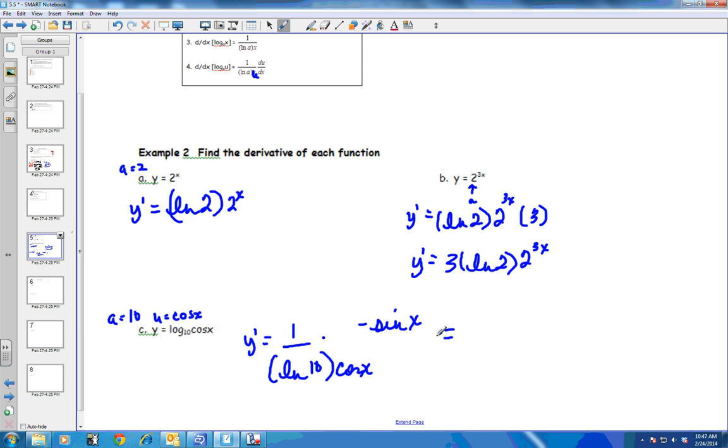Now you could leave your answer just like that, or you could write it as negative sine x over natural log of 10 times cosine x. But we know we can simplify sine over cosine. Sine over cosine is tangent. So really I have negative tangent over natural log of 10.